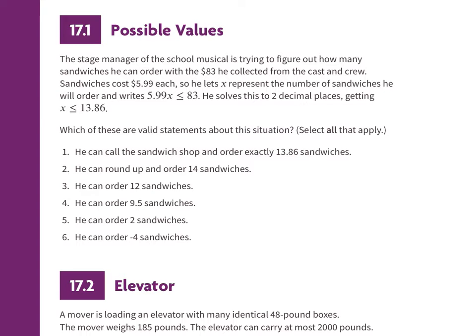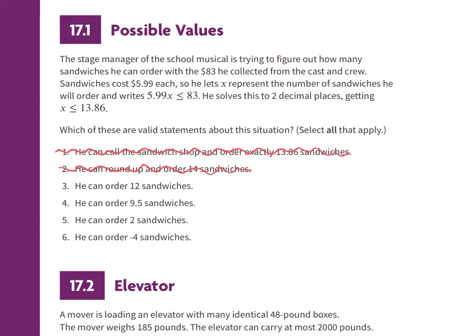He calls the sandwich shop and orders exactly 13.86 sandwiches. Probably if you call a sandwich shop and order 13.86 sandwiches, they're going to laugh at you. So that one, he can round up and order 14 sandwiches. Well, if we go 14 sandwiches times $5.99, it's $83.86. So he cannot round up. So that one's out.